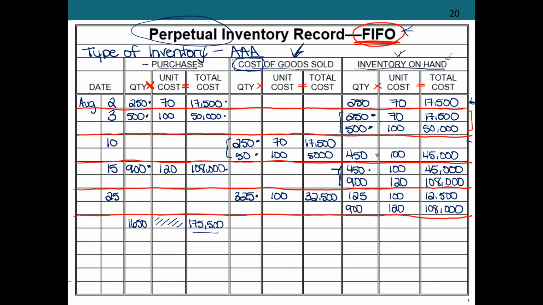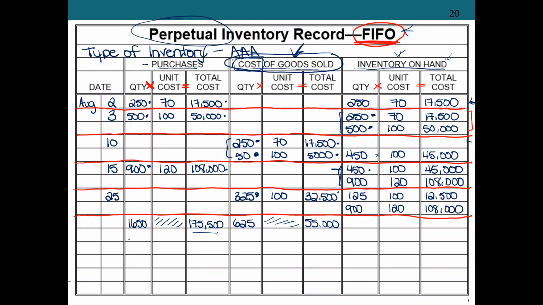The question might ask you what your total cost of goods sold was. That's this middle section. So again, we add this up: the 250 plus the 50 plus 325, so we sold a total of 625 units. Again, we don't put anything in that unit cost. We add the total cost, so 17,500 plus 5,000 plus 32,500 gets us a total cost of goods sold of 55,000.